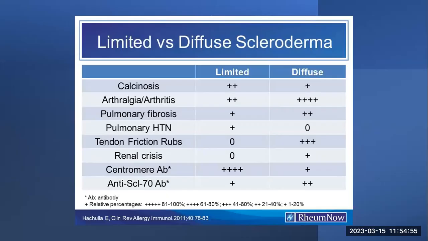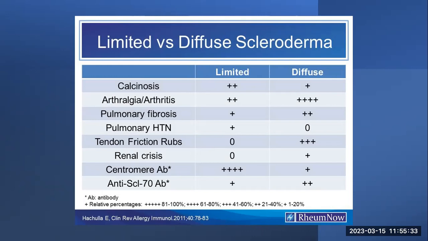So what are the involvements? Basically, limited ones usually have more cutaneous manifestations like calcinosis, Raynaud's, atherosclerosis, but it could even be seen in the diffuse one as well. As you see, calcinosis, arthritis, arthralgia, pulmonary fibrosis, they are all seen in both types. But then pulmonary hypertension is more commonly seen in the limited one, and it could present in early stages in the limited one, whereas pulmonary fibrosis is more common in the diffuse one. And then tendon friction rubs are more commonly seen in diffuse ones.